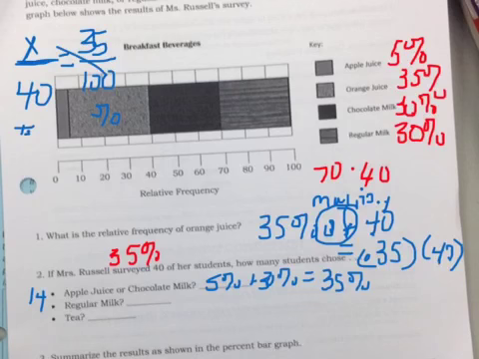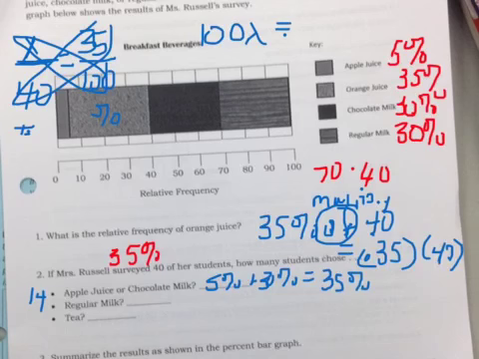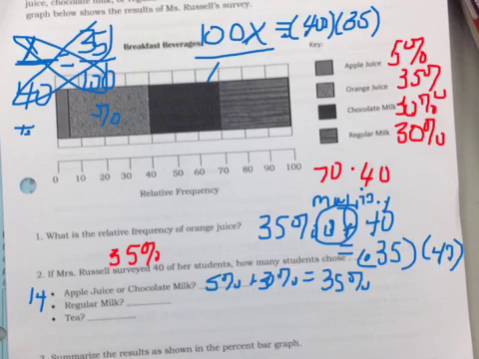So it would be 100x, if I cross multiply, equal 40 times 35. I'd multiply that together, and then I'm going to get x by itself by dividing the 100 out of both sides, and I'll come up with the same number. If you were to stick that in your calculator, you're still going to get 14.